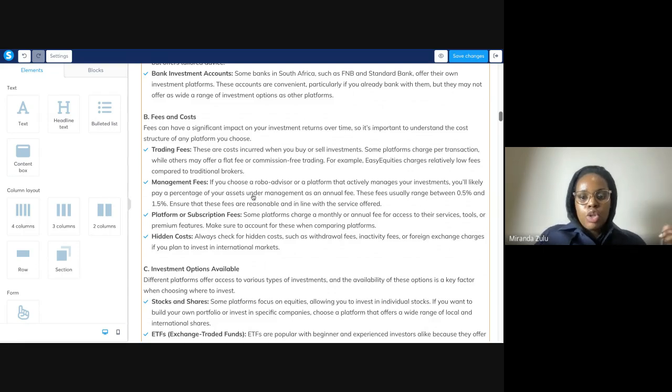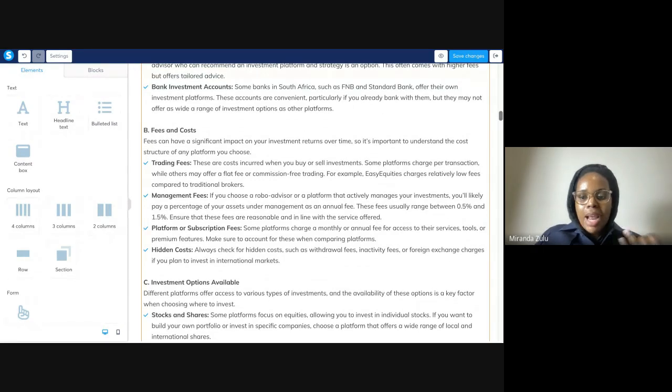Management fees, usually that is attached to a robo-advisor or platform where your investments are actively managed. So you'll most likely pay a percentage of your assets under management as an annual fee. Sometimes they would range from 0.5 to 1.5. You need to just be aware of these when you are using a robo-advisor type of platform or a platform that is actively managed on your behalf. And so you need to know what that looks like and how much percentage you are paying to have your assets managed as an annual fee.